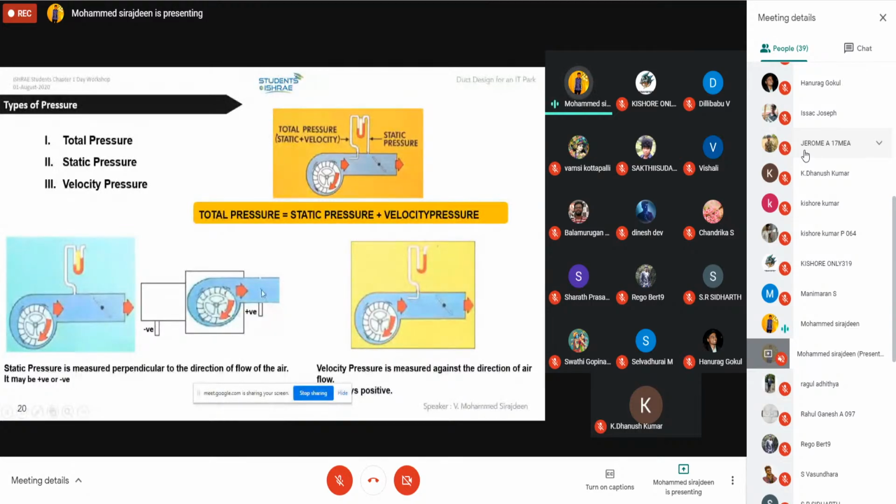Upstream is the entering point and downstream is the leaving point. If you are measuring in a downstream, it is called positive static pressure. If you are measuring in an upstream, what will happen? In this case, air will go in this way. Okay, so the pressure is created here, so the pattern looks like this.